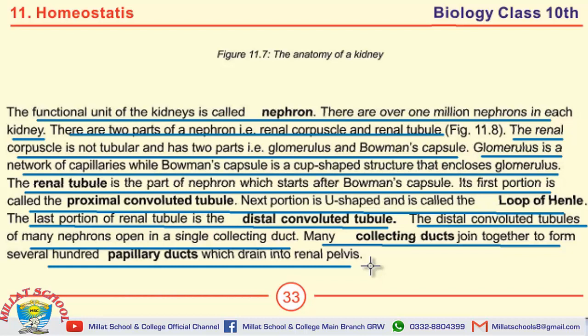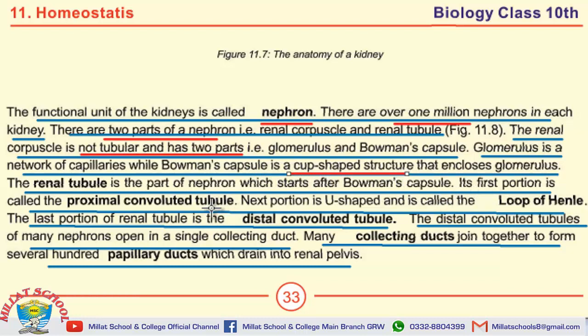Now we would discuss some of the MCQs. The first MCQ is taken from the definition of nephron. Functional unit of kidney is called nephron. There are over 1 million nephrons in each kidney. There are two parts of nephron. Another MCQ includes: the renal corpuscle is not tubular and has two parts. Bowman capsule is a cup-shaped structure.